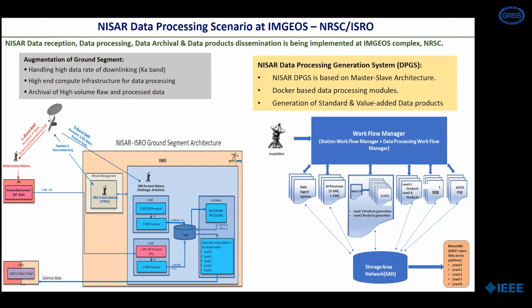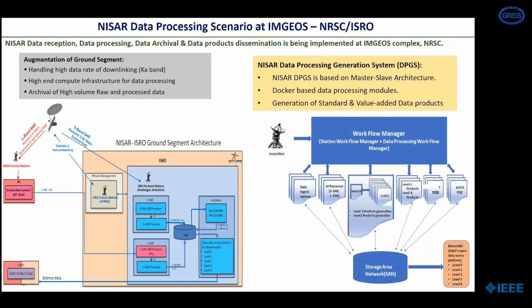In this scenario, nominally, all the S-band data, which is of ISRO interest, will be downlinked at our ISRO stations, that is at Shadnagar and Antarctica, whereas JPL has its own earth stations at Alaska, Svalbard, Wallops, and Punta Arenas in Chile. All their L-band requirement will be downlinked at those NASA ground stations. As I said, ISRO also has L-band data of ISRO interest.